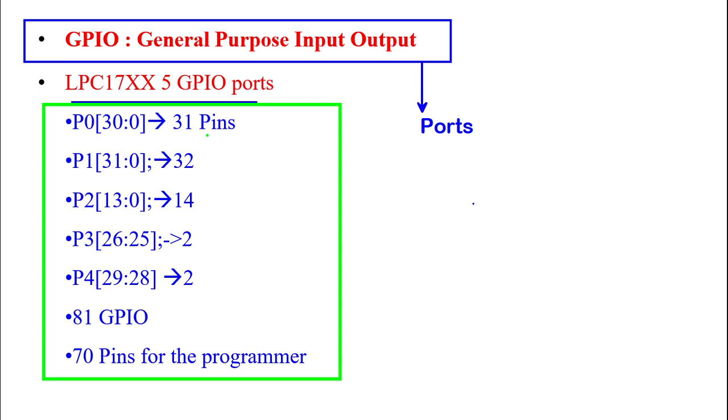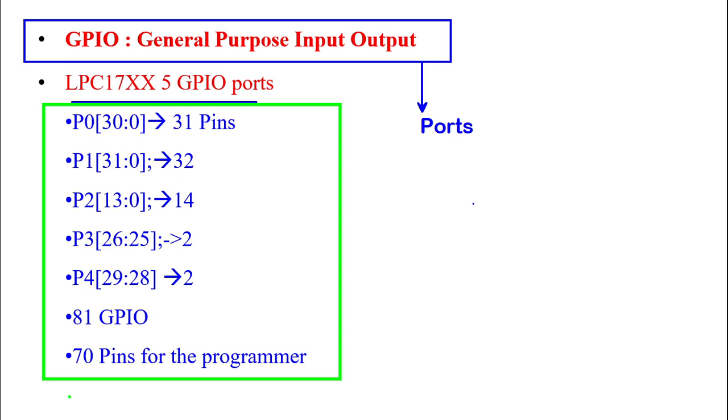In port 0, 31 pins are available; in port 1, 32 pins; in port 2, 14 pins; in port 3, 2 pins; and port 4 also has 2 pins. Altogether, the total GPIO pins available is 81. Out of these 81 GPIO pins, programmers are allowed to program only 70 GPIO port pins. Even though there are 81, there are some restrictions.